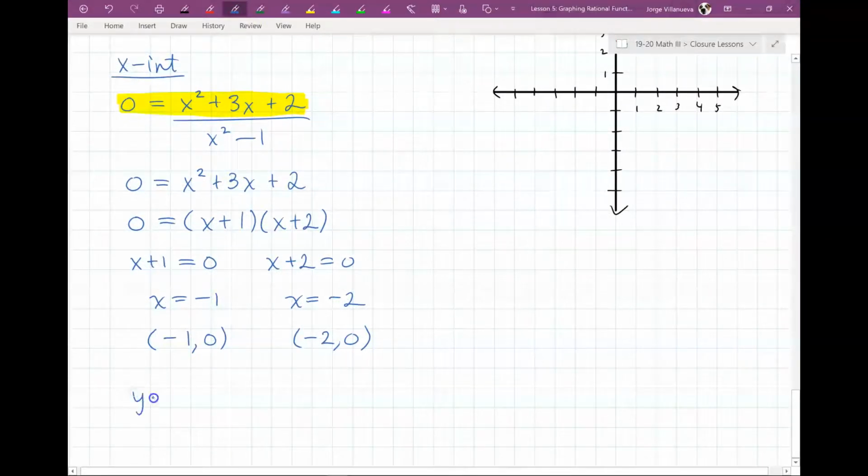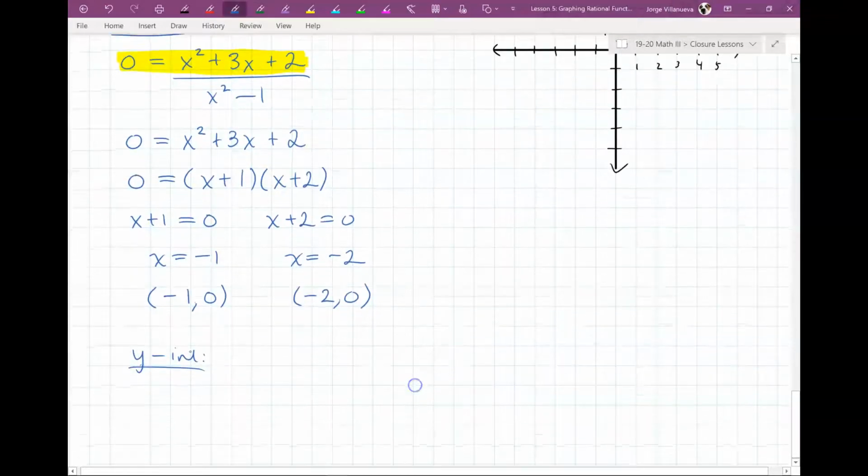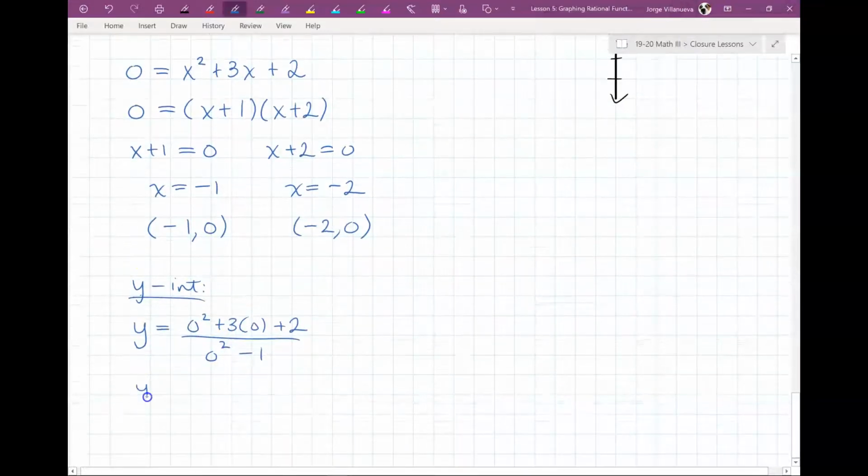Y-intercepts. So for y-intercept, I'm going to set x equal to 0. So y equal to 0 squared plus 3 times 0 plus 2 over 0 squared minus 1. So y is equal to 2 over -1, which means that y is -2. So my y-intercept would be at (0, -2).